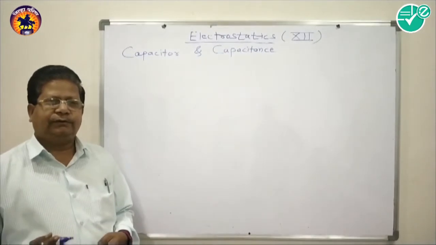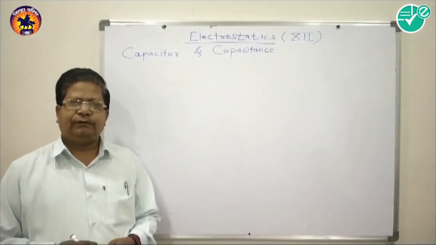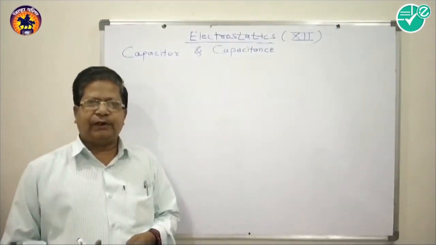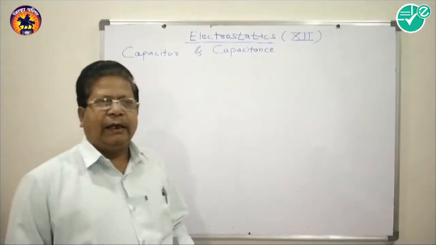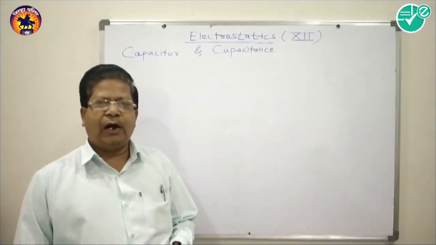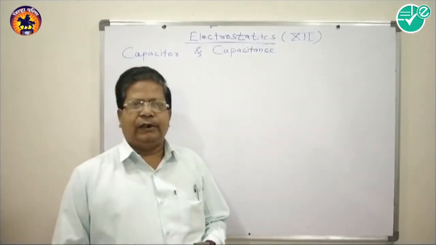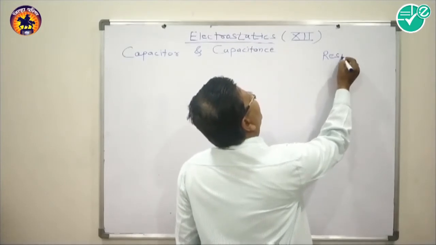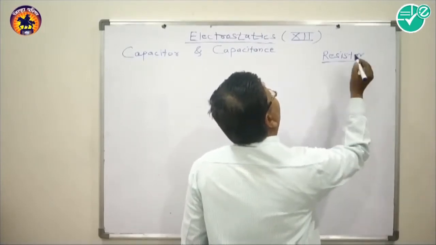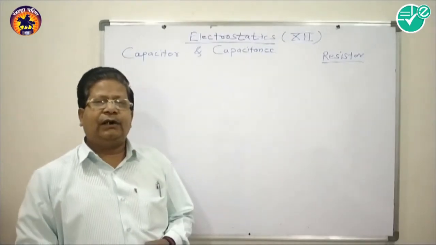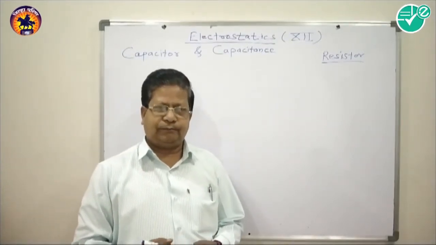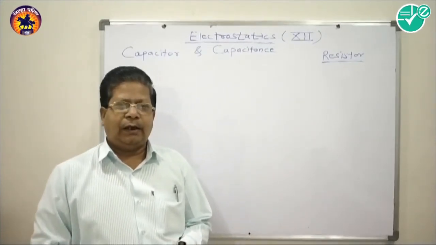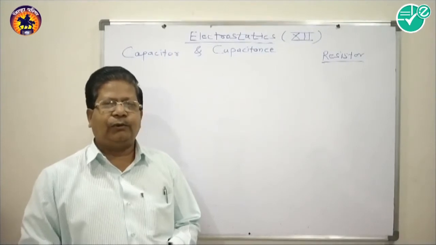Dear students, in today's lecture, we are going to study capacitor and capacitance. In 11th standard, we have studied one electrical component whose name is resistor. And this resistor allows the flow of current through it, and heat is produced in the resistor when the current is flowing through it.